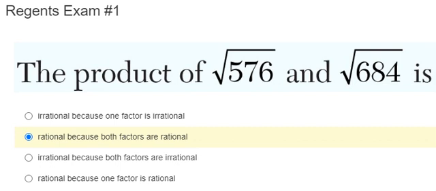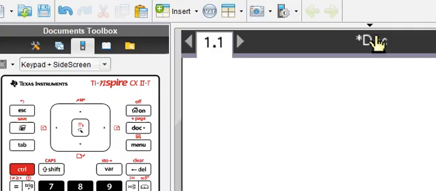Regents Exam 1, question number 8. The product of the square root of 576 and the square root of 684 is. And the four choices: irrational, because one factor is irrational; rational, because both factors are rational; irrational, because both factors are irrational; or rational, because one factor is rational.